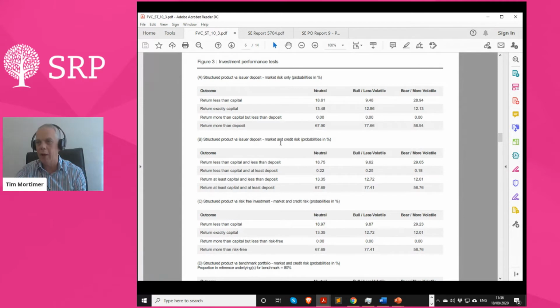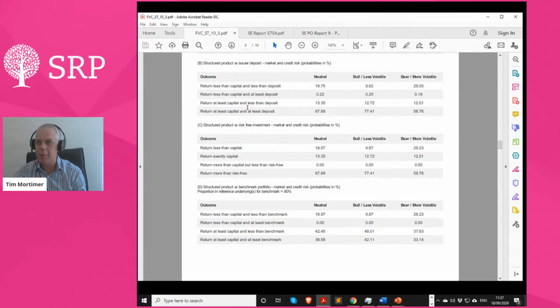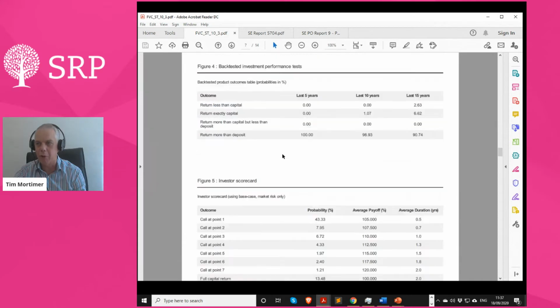So, for example, under the neutral, the chance of beating deposit is 67%. Under bull, it's 77. It's higher because there are more favorable market conditions, and under the bear, it's less. It's 58. So that table is very generic. You could apply that table for any product type.